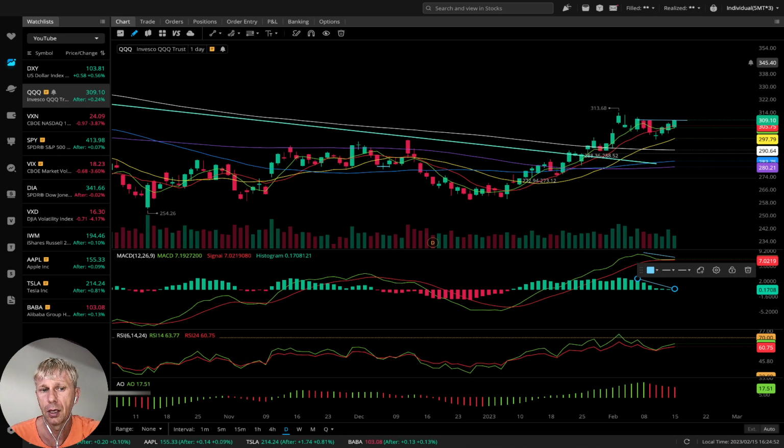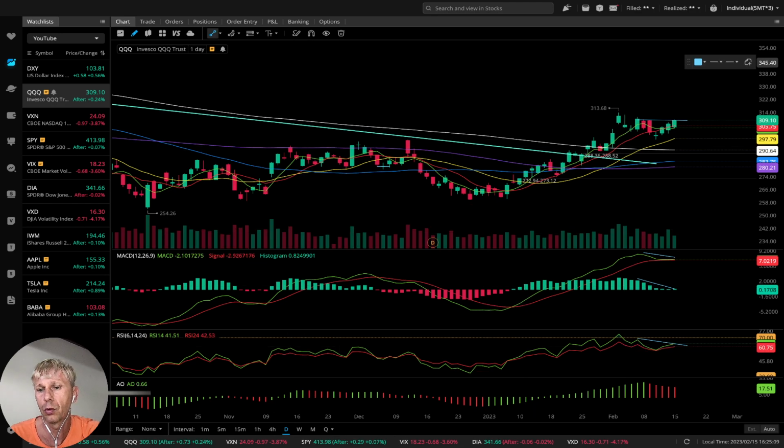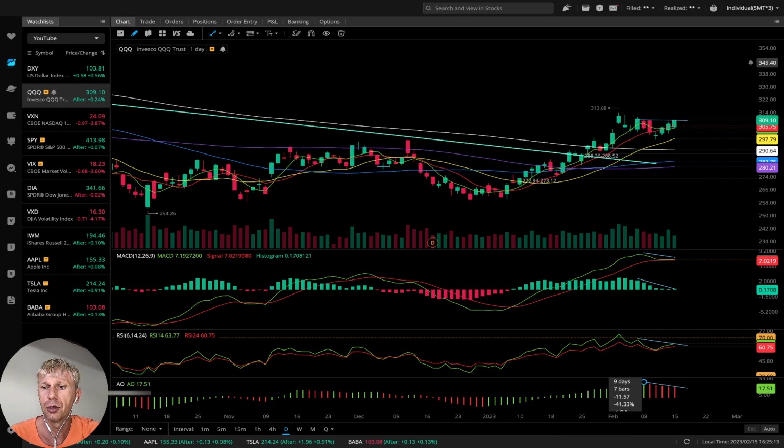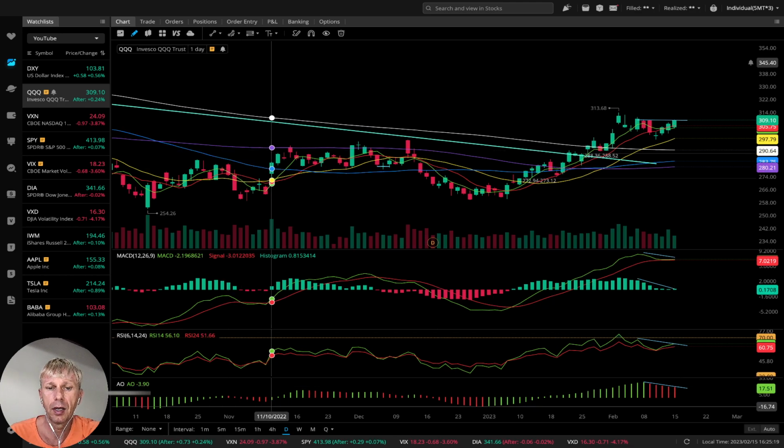All indicators tell the same story, bearish divergences. Same story on the awesome oscillator, bearish divergences on all indicators. All indicators tell us that QQQ wants to go bearish. Okay, that's what we have on QQQ on the daily time frame.